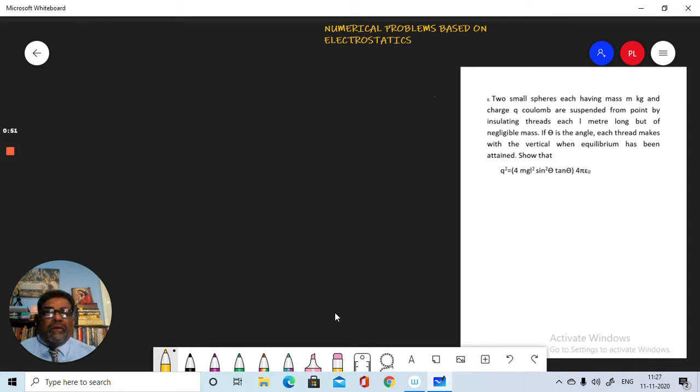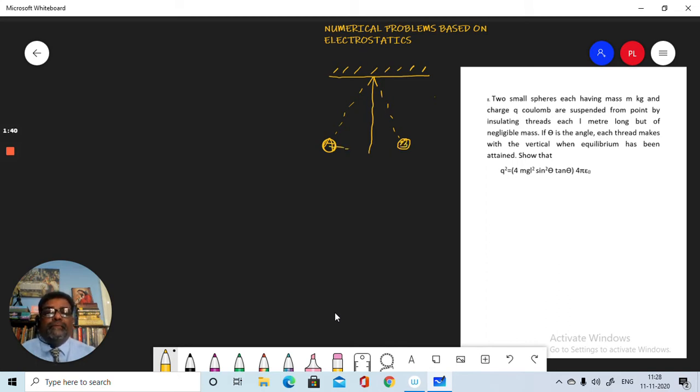While reading it may sound very complicated, but let's have a freehand diagram to indicate what the question suggests. Here it says that two small spheres, each having mass m kg. Let this be vertical, and then two masses are suspended. Let one mass be here, and the other mass is suspended at this point here. Name them A and B.